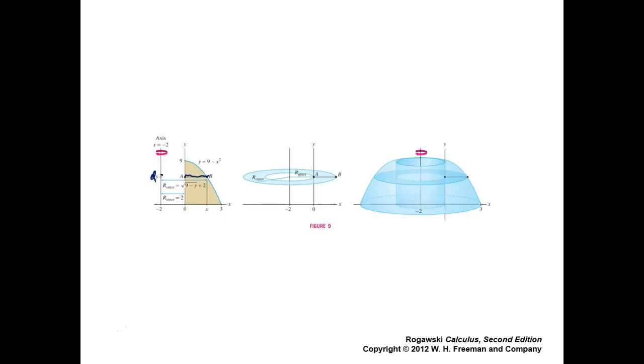So that's the thickness. But if you're integrating over dy, that means you have to get this as a function of y, not as a function of x. So how do we do that?